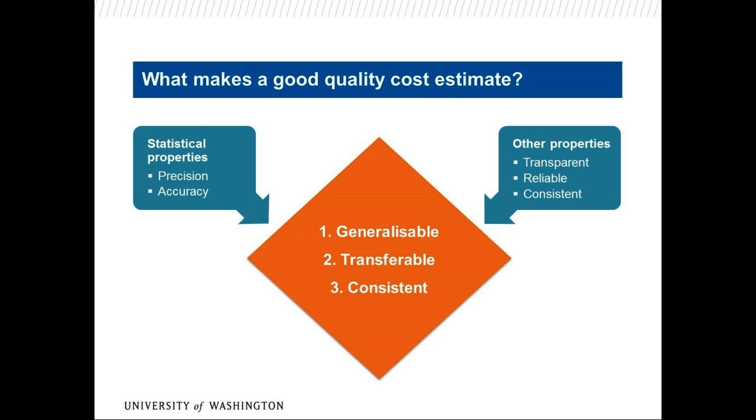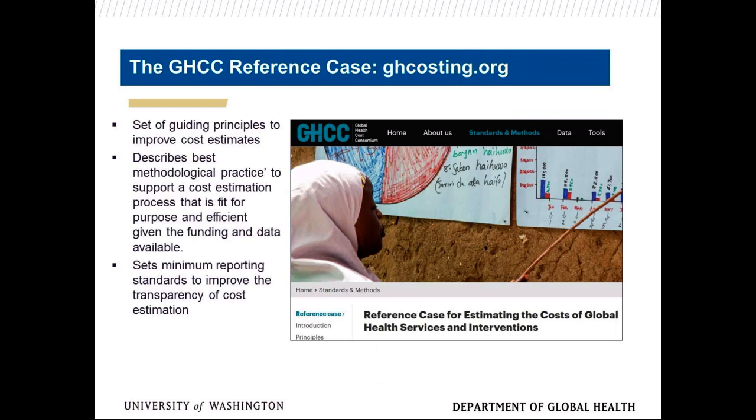But other properties are really important. They need to be transparent, reliable, and consistent. So what we want to do is not start to put up bars like you have to have n equal to 30 to 50 to do a costing study. We want to encourage people to follow best principles when conducting a large or a small costing study.